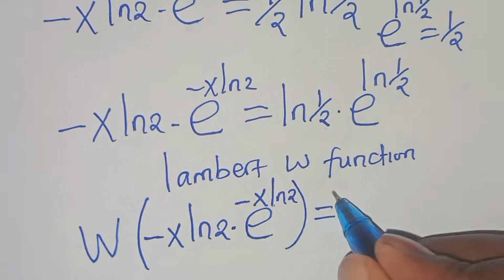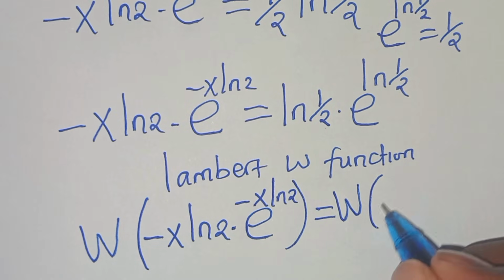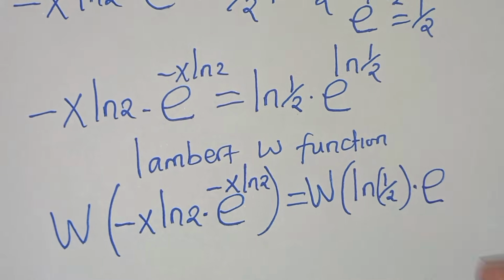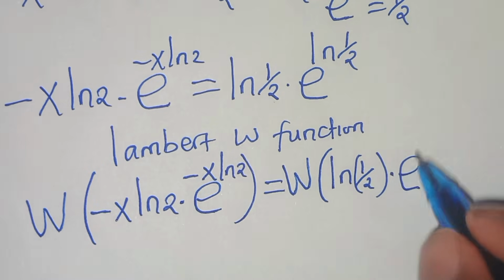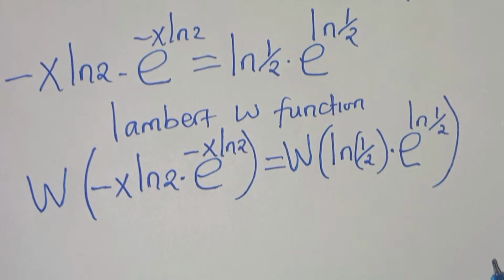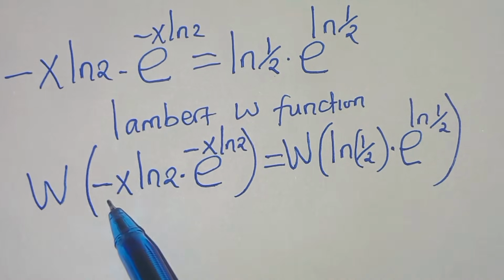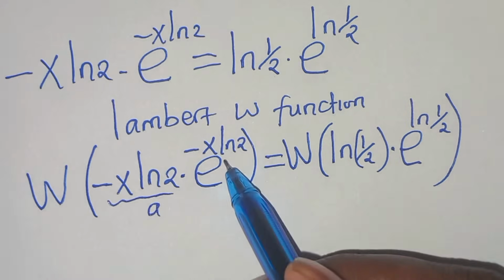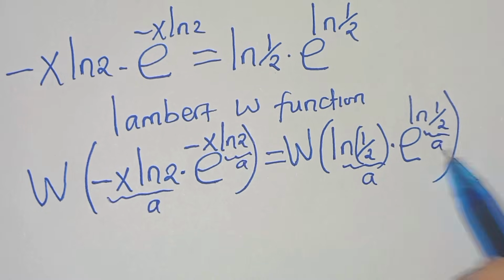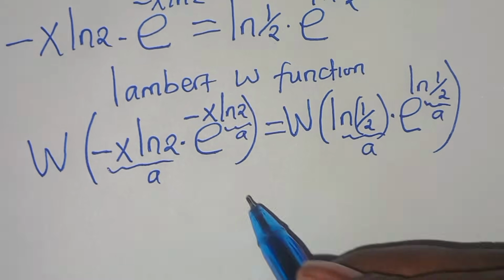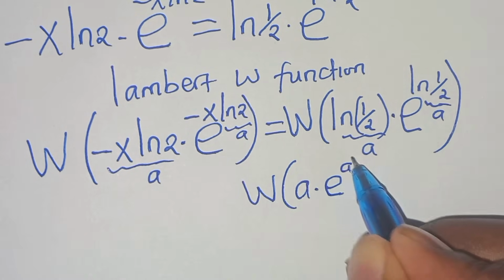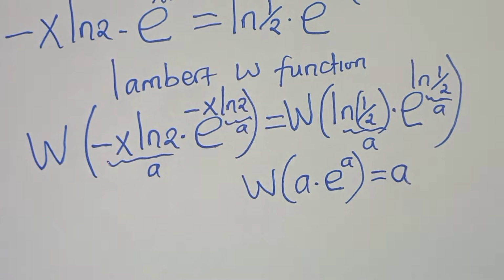This is equal to the Lambert W function of ln of a half multiplied by e to the power of ln of a half. Close the parentheses. So here on the left hand side, this is the same thing as a. Also, this is the same thing as a. And also, this is the same thing as a. So that we have the Lambert W function of a multiplied by e to the power of a. This is the same thing as a.